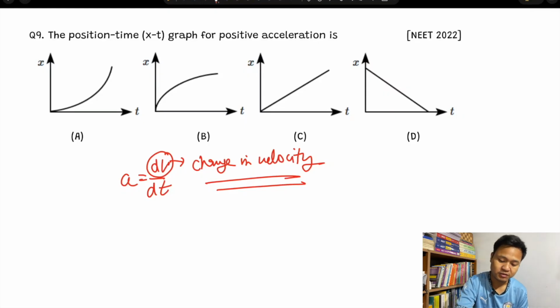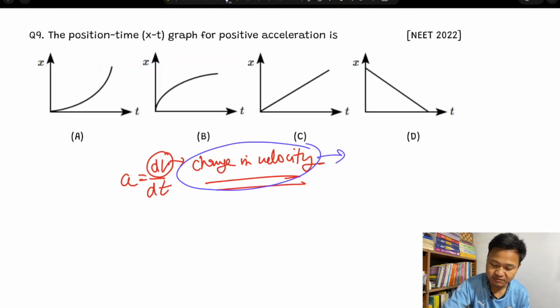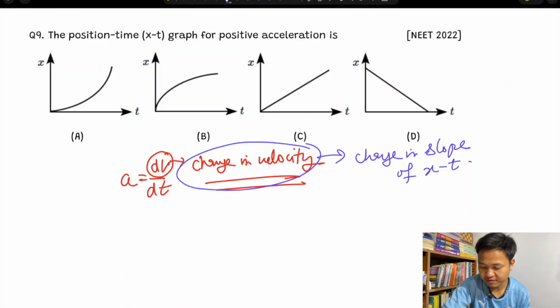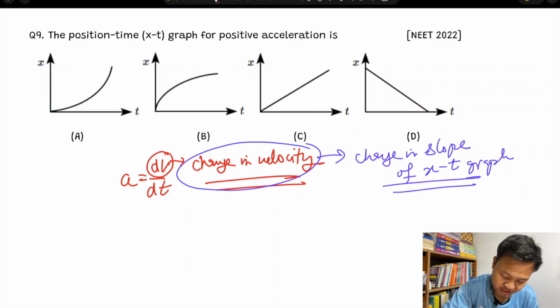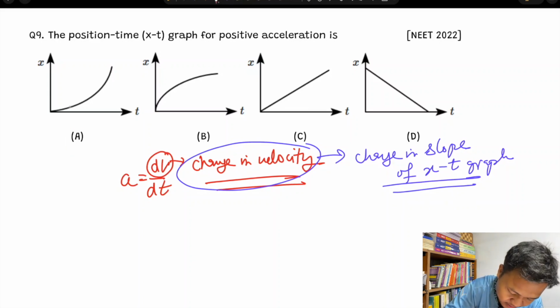So what does change in velocity mean? Change in velocity means a change in the slope of the x t graph. If the slope changes, then you have acceleration. Okay, so let's see here. First let's look at option A. Suppose I take 2 points A and B.